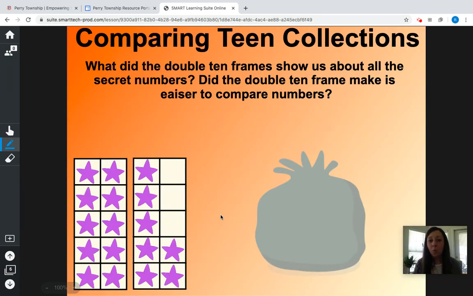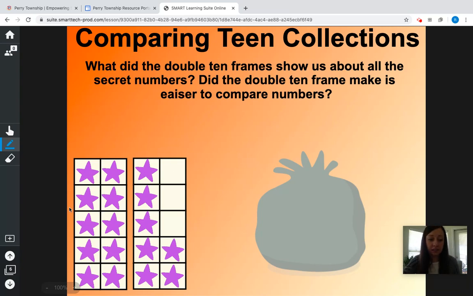So what did the double tens frame show us about the secret numbers that we were pulling out of the bag? So when we were pulling those objects out of those bags, what did you notice that all of those had that were the same? Great. So if you said in all of those, the first tens frame was completely full, you're right. So when we're building our teen numbers, we're always having that 10 as our base number, okay? So we have 10 and then extra ones.